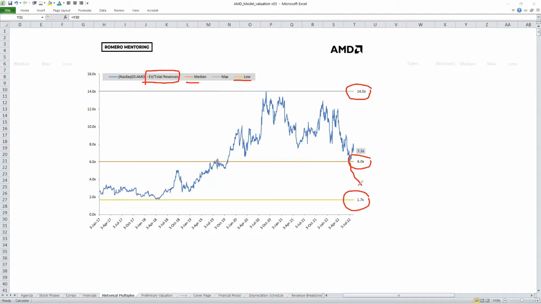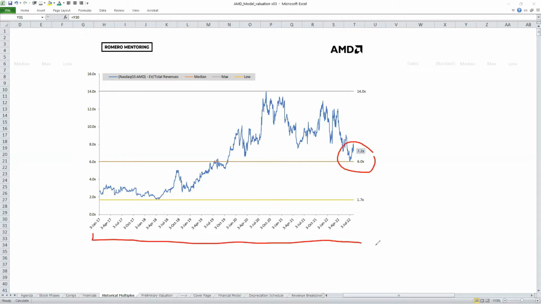It is tremendously at a discount, and it could be a screaming buy opportunity. But right now, we don't see that with AMD. They're basically trading right around their historical median over the past 5 years, okay? But we need more information, not just EV over sales multiple.